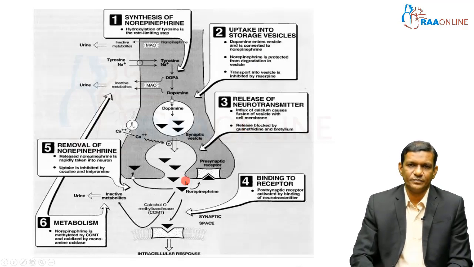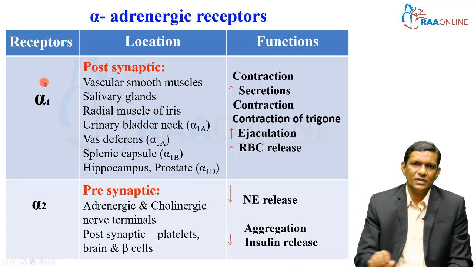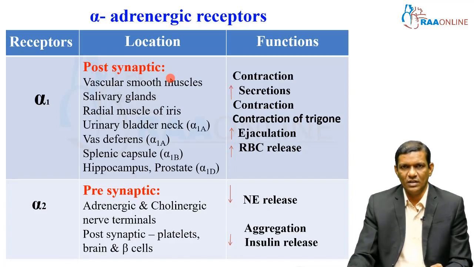Coming to the alpha adrenergic receptors, the places where they are located. For example, the alpha 1 subtype is mainly present in the vascular smooth muscles, and that is why it increases the contraction of vascular smooth muscles, leading to vasoconstriction, thereby increasing the blood pressure. So adrenaline and norepinephrine acting on alpha 1 receptors lead to a high increase in blood pressure.